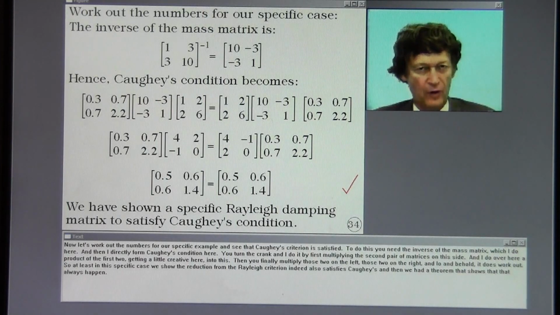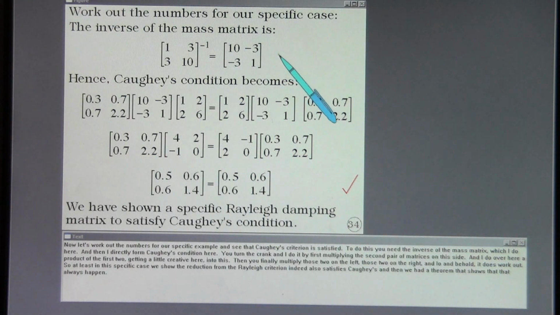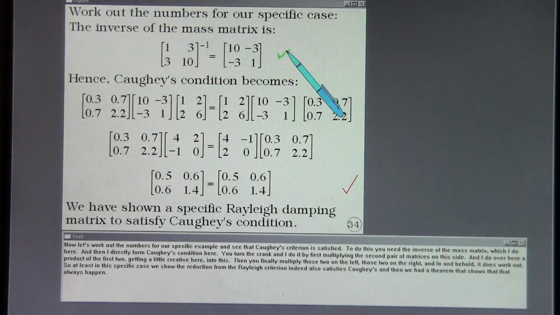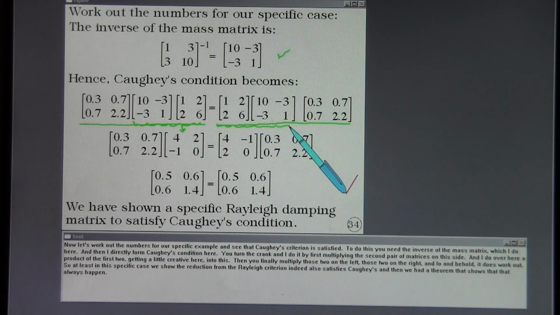Now let's work out the numbers for our specific example and see that Caughey's criterion is satisfied. To do this, you need the inverse of the mass matrix, which I do here, and then I directly form Caughey's condition here. You turn the crank, and I do it by first multiplying the second pair of matrices on this side, and I do over here a product of the first two, getting a little creative here, into this. Then you finally multiply those two on the left, those two on the right, and lo and behold, it does work out.